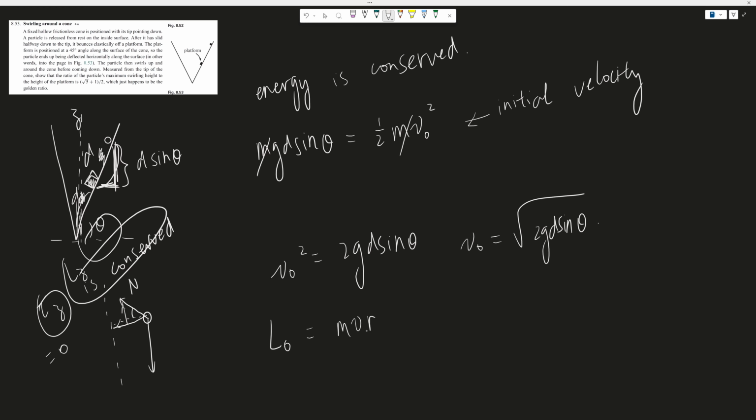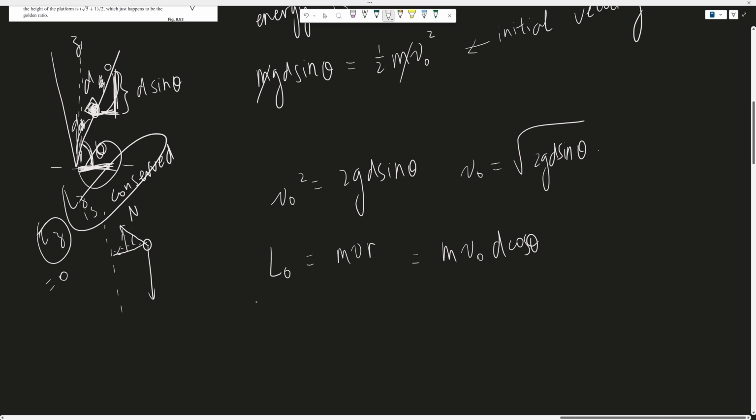So what is r here? R here would just be d sine theta, because remember, the sphere is right here at this point when it first bounces off the platform. And so we have mv0 times d sine theta, d cosine theta. And keep in mind that theta is just this angle. And so d cosine theta would be this distance, which is the radius.